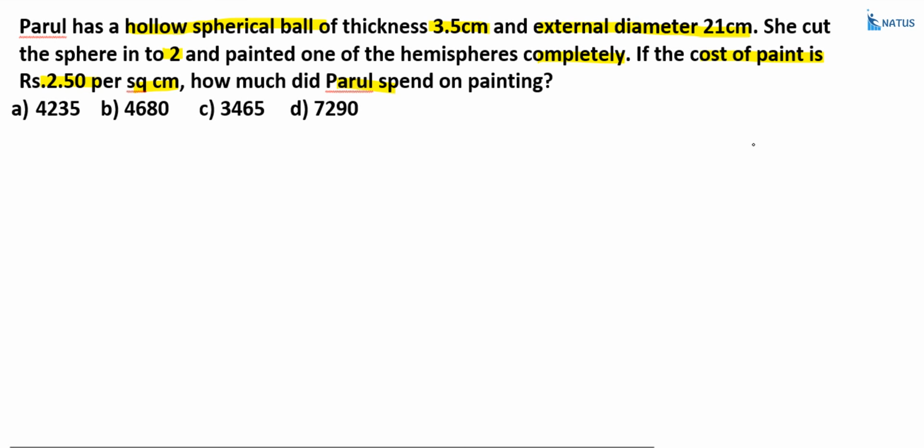See, suppose this is the hemisphere. This is the hemisphere, right? Hollow sphere cut into two parts, then this is the half of the sphere, right? Now what is the thickness? This is equal to 3.5 centimeters, and this is equal to 3.5 centimeters, right? And suppose this is the diameter, and what is this total length? The total diameter is equal to 21 centimeters.